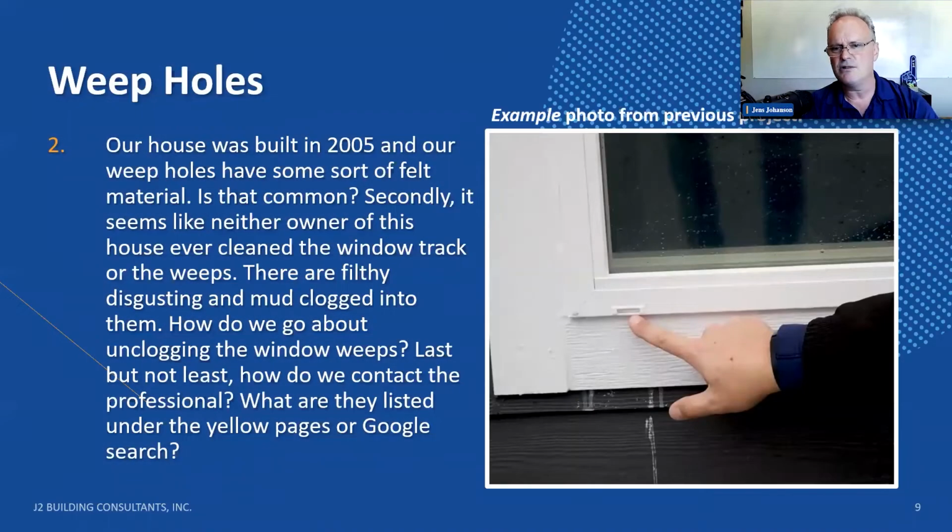Weep holes. Our house was built in 2005 and our weep holes have some sort of felt material. That's not felt material, it's junk. They're filthy and disgusting and mud clogged into them. So you're growing some kind of fibrous goo in your window track, and we'll get into that.